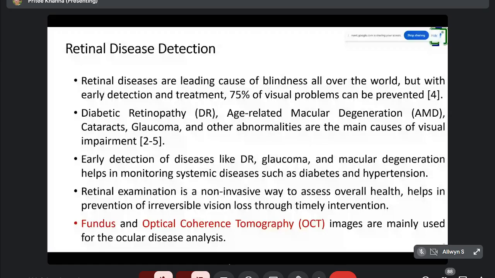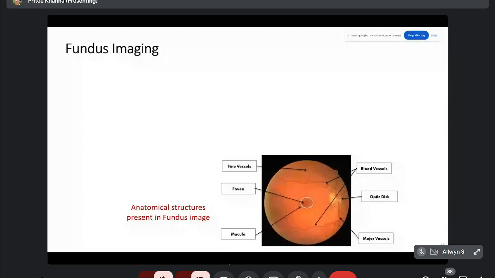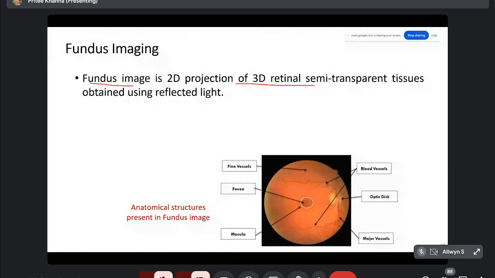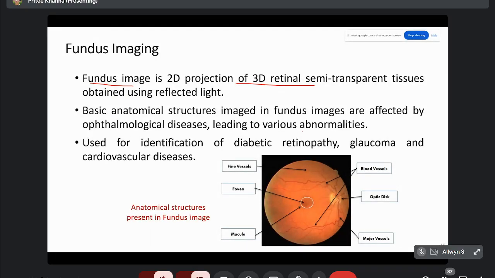We are going to analyze fundus images and OCT images. Although we did some work on OCT images also, today I will cover the work on fundus images only. This is the anatomical structure present in a fundus image. What is a fundus image? Basically, it is a 2D projection of 3D retinal semi-transparent tissues, obtained using reflected light. And you can see all these structures over there.